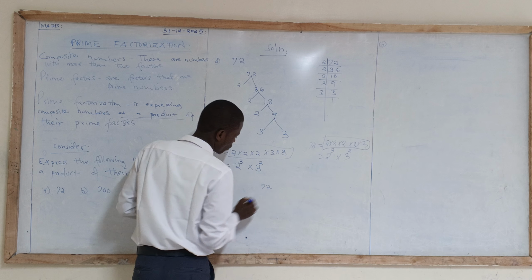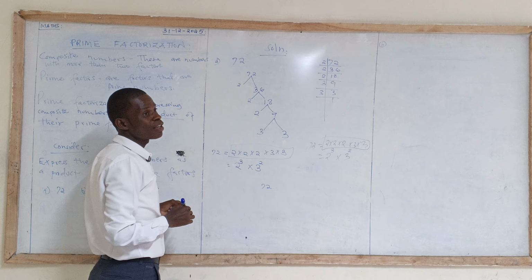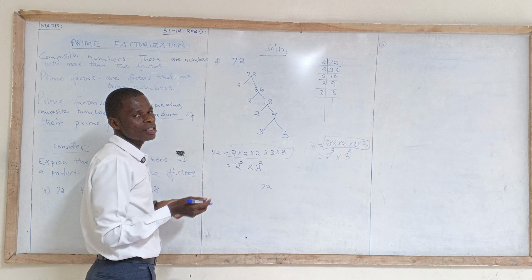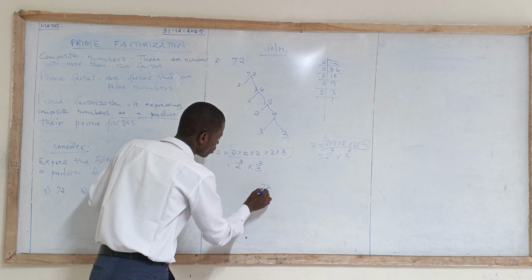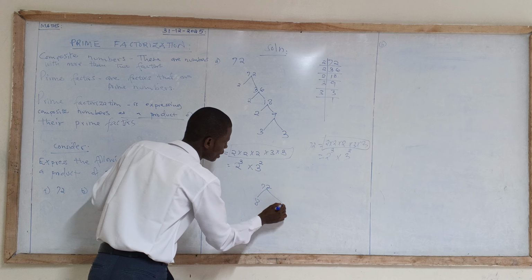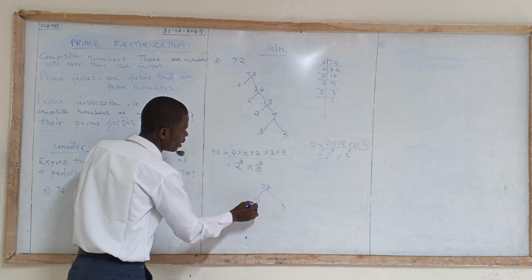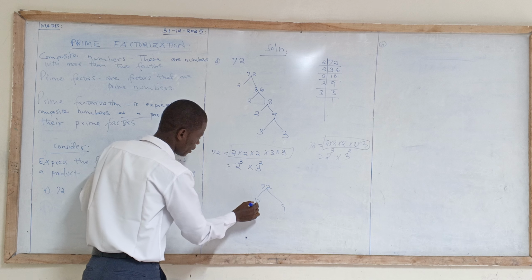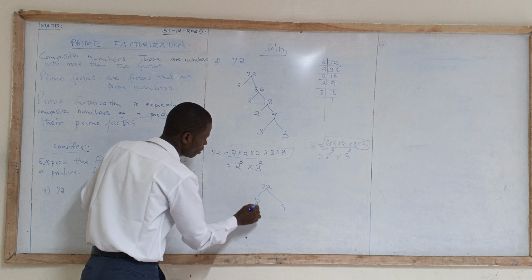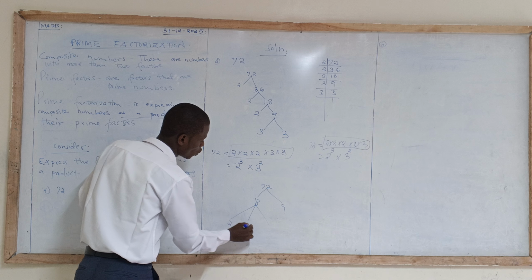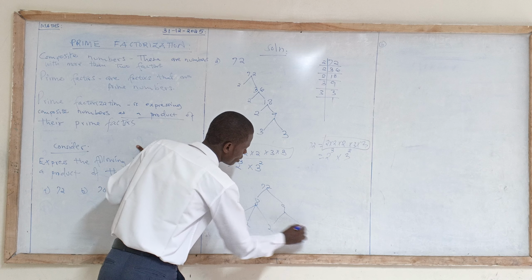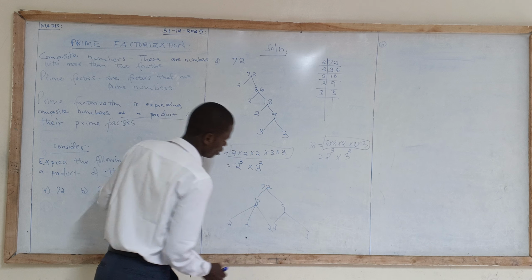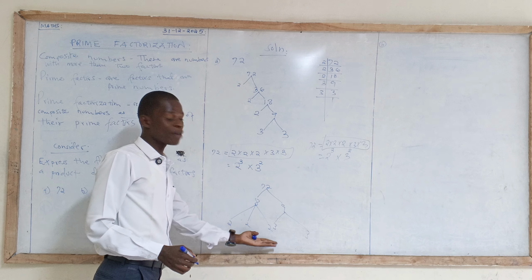Let us have 72. Give me any bigger numbers that divide 72. 8 and 9. So this one can be divided as 8 and 9. Here, prime factors of 8 can be divided as 2, 2, 2, and 9 as 3, 3. So this one also gives prime factors.